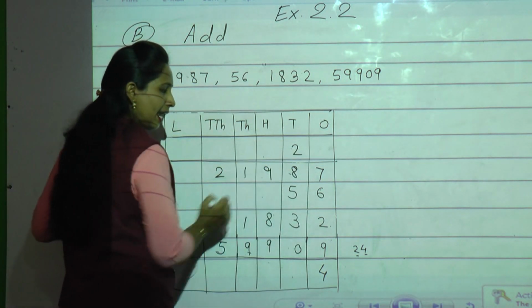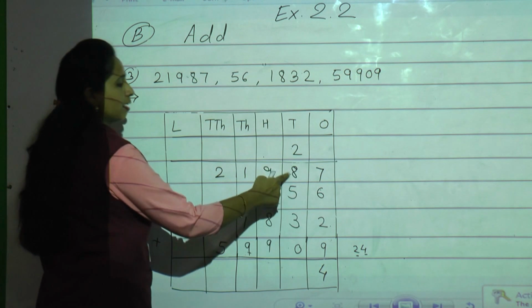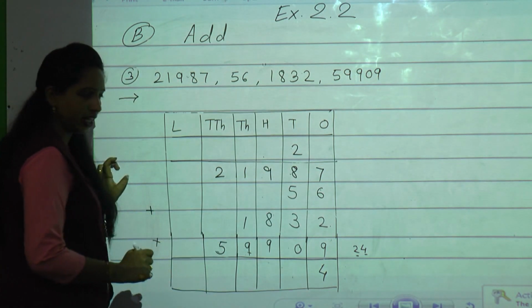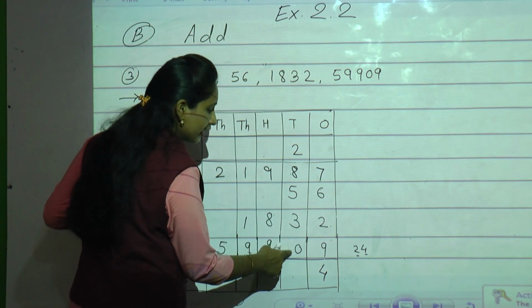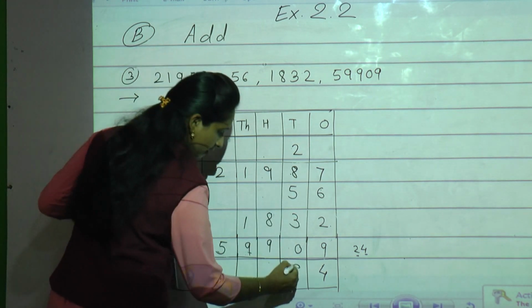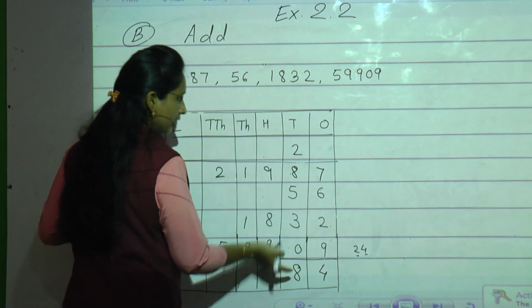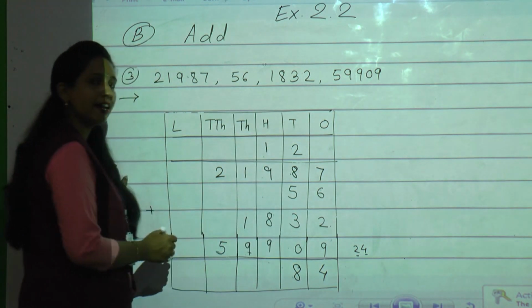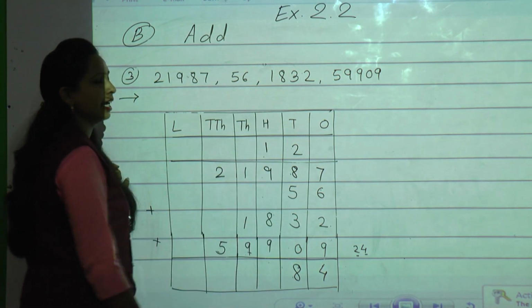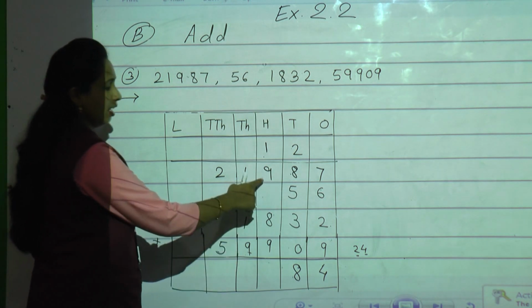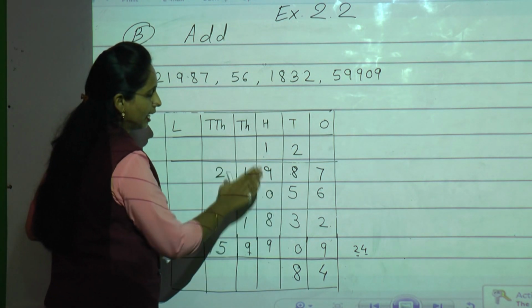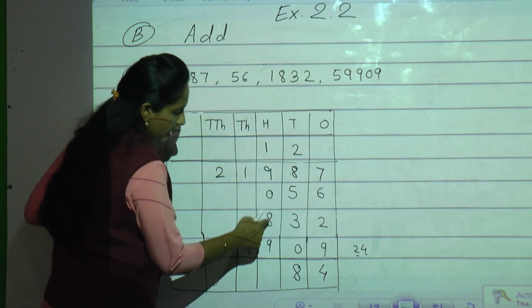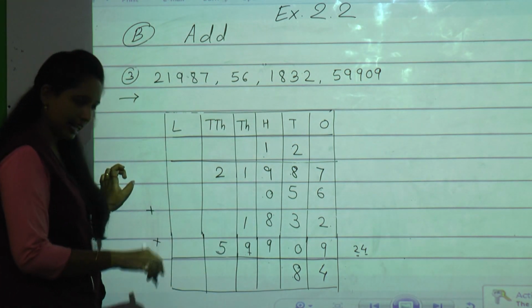Now 2 plus 8, 10. 10 plus 5, 15. 15 plus 3, 18. 18 plus 0, 18 as it is. So 8 we will write on the tens place, 1 we will carry to the hundreds place. 1 plus 9, 10. Very simple. Now here nothing is there means 0 is there. So we need not add anything. 1 plus 9 is 10. 10 plus 8 is 18.